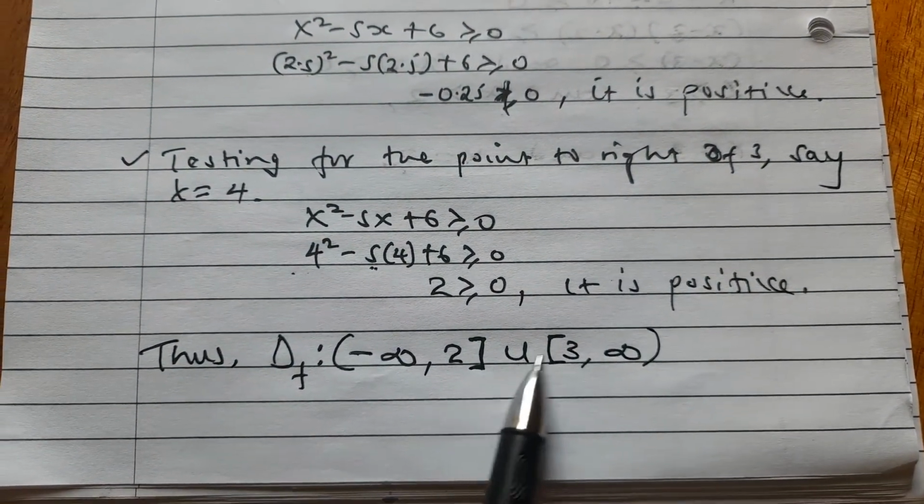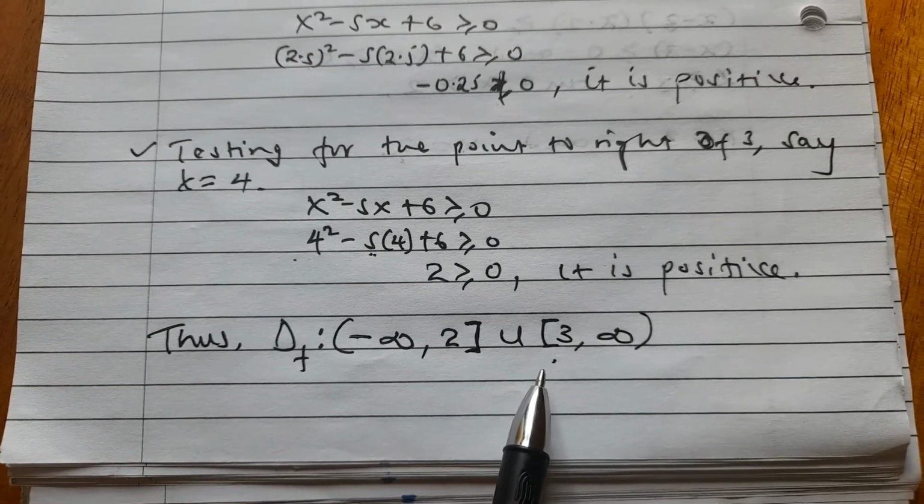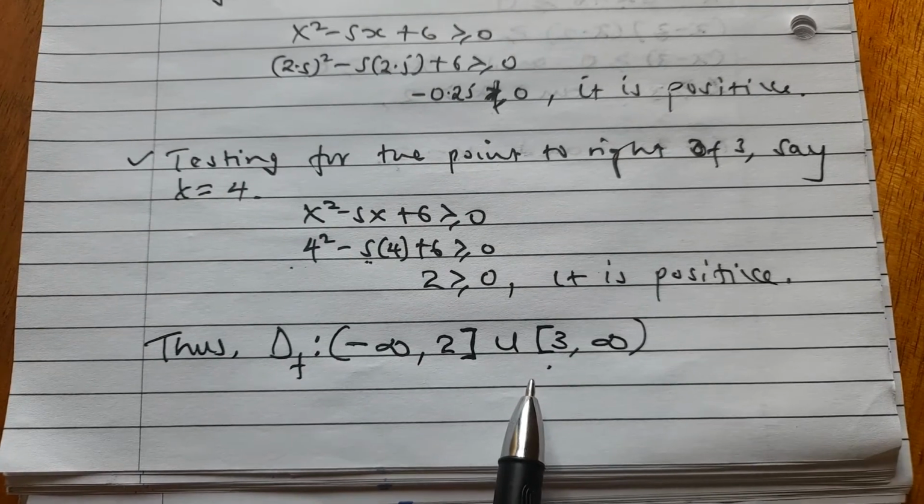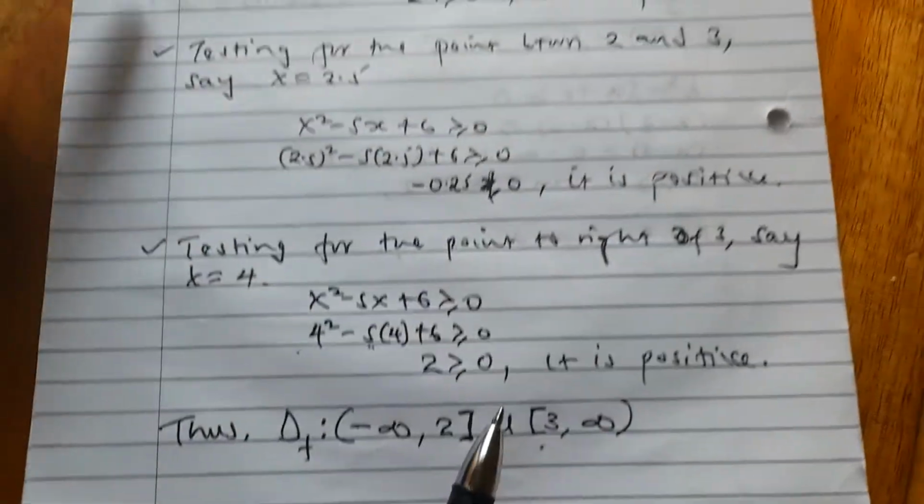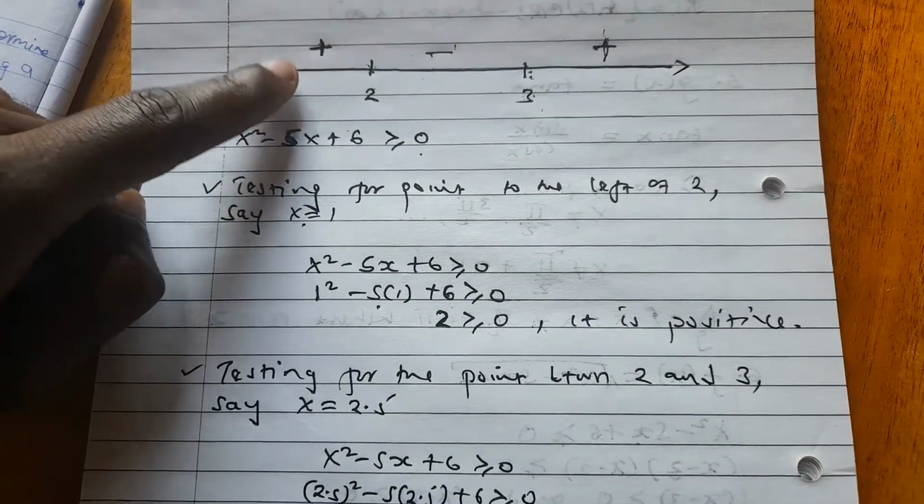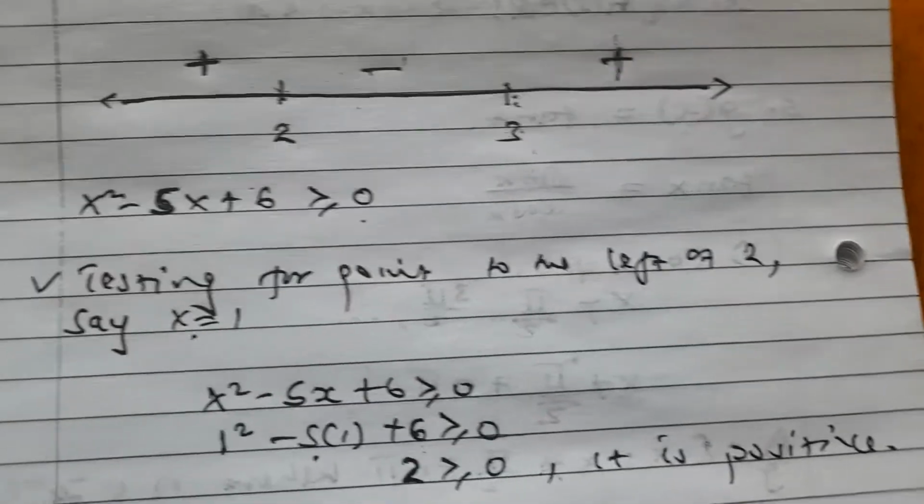So there are some values between 2 and 3 which are excluded because they are giving us a negative. And how is that? It is based on the sign analysis test. So it is very important to take note of that.